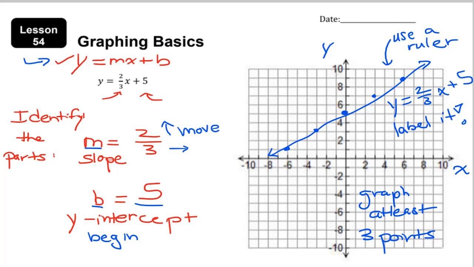My slope is my m. It tells me how to move. Top number, my numerator, is going to tell me if I'm moving up or down, and my bottom number, or my denominator, is going to tell me if I'm moving left or right. Let's try two more.